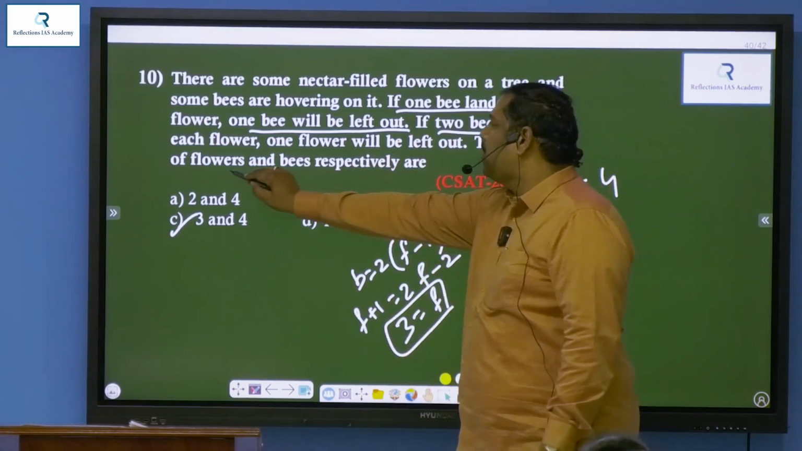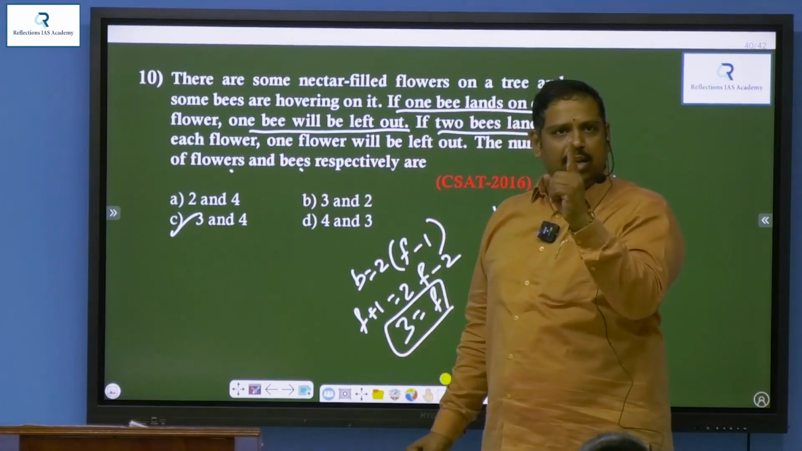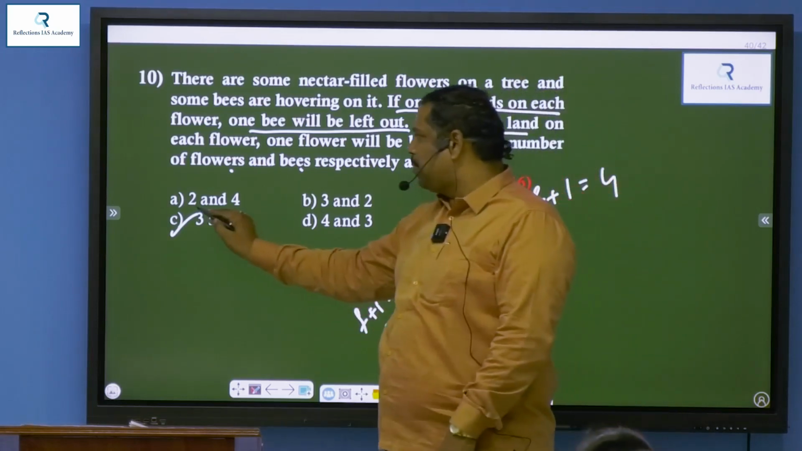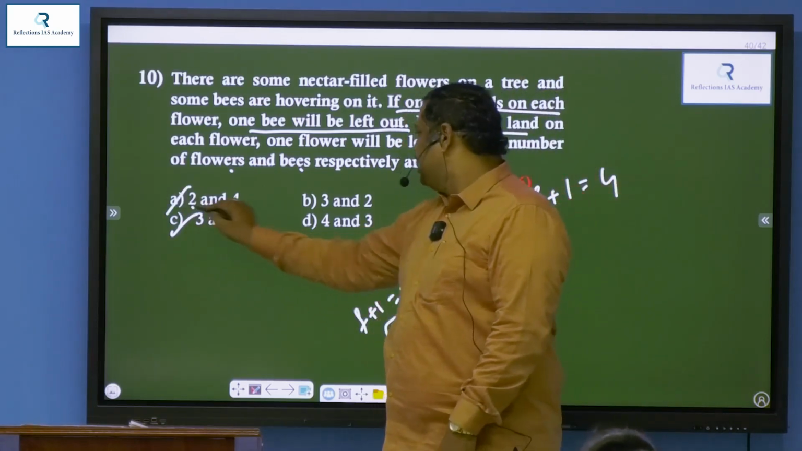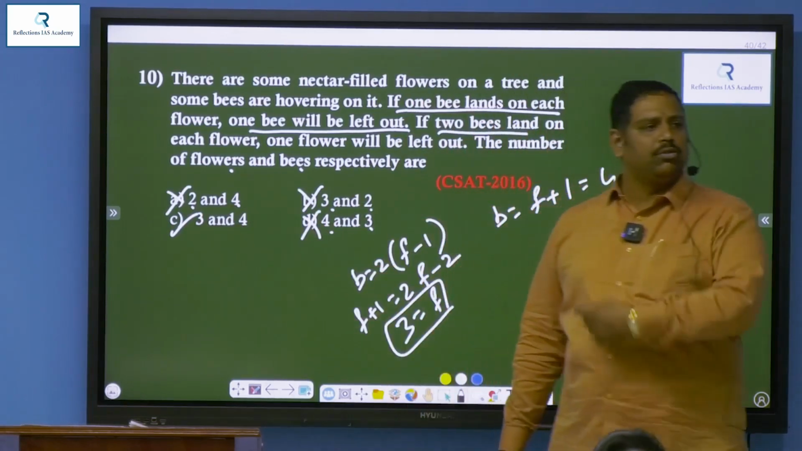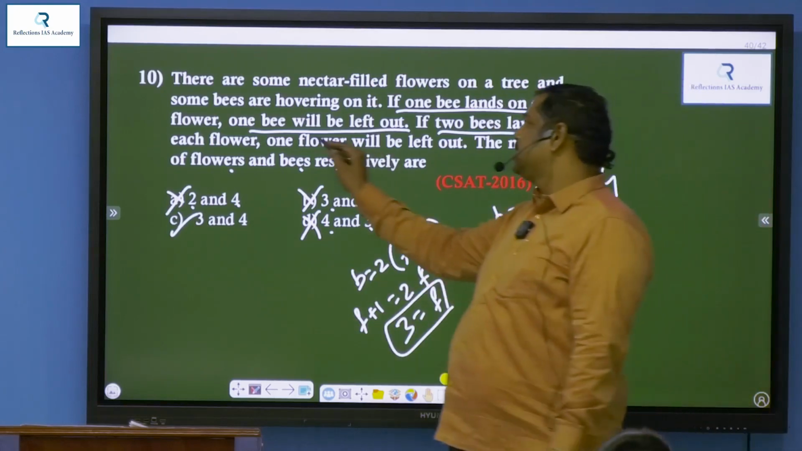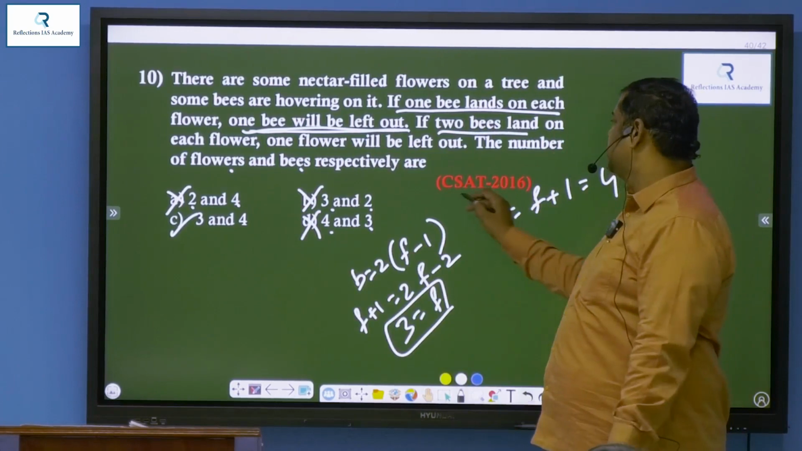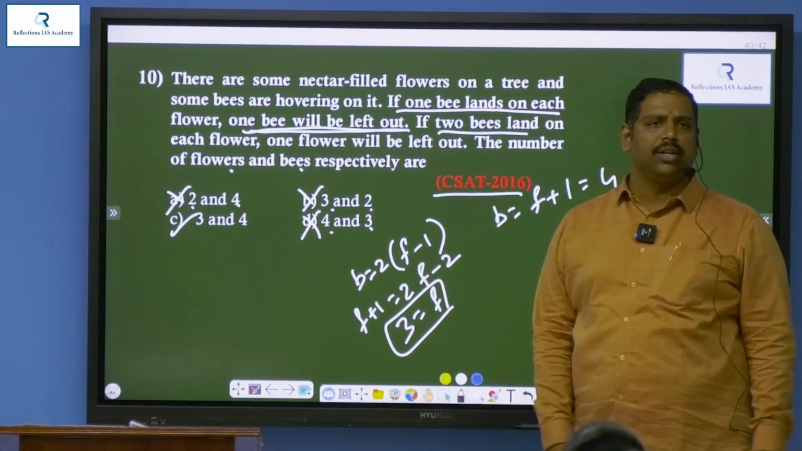He is asking about flowers and bees respectively. First you have to go with flowers. When compared to the flowers, bees should be one more. Is it happening here? No. Is it happening here? Is it happening here? So the answer is C. No need to solve the entire one. Just by reading this statement, we can find the answer based on the options, but not always. This is a CSAT question, 2016.